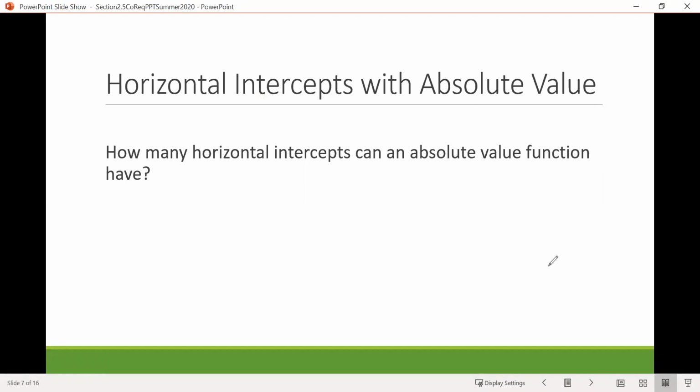Okay, so here's a question I want us to think about. How many horizontal intercepts can an absolute value function have? I've been thinking about these during chapter 2. How many could an absolute value function have, assuming that maybe it's been transformed somehow? What could it be?